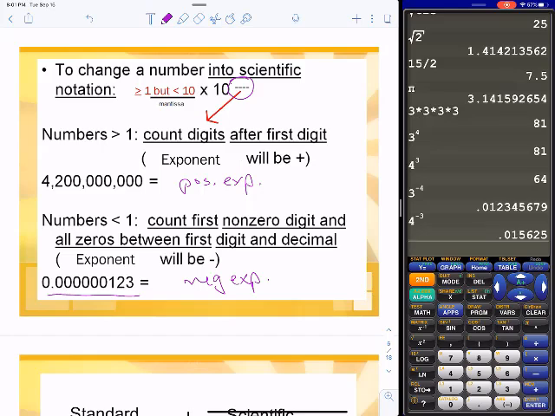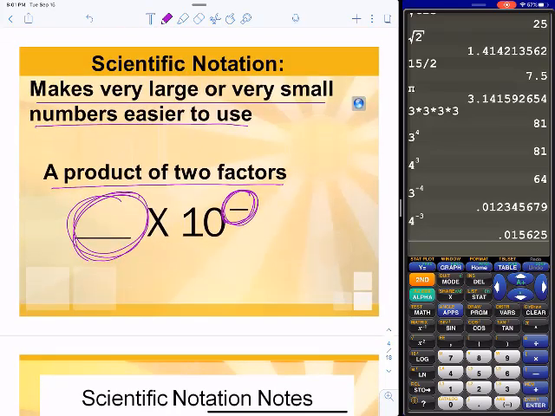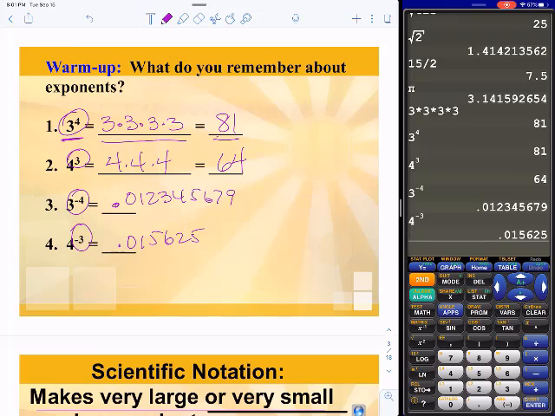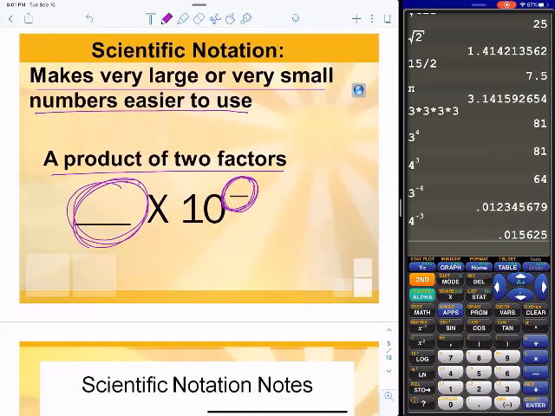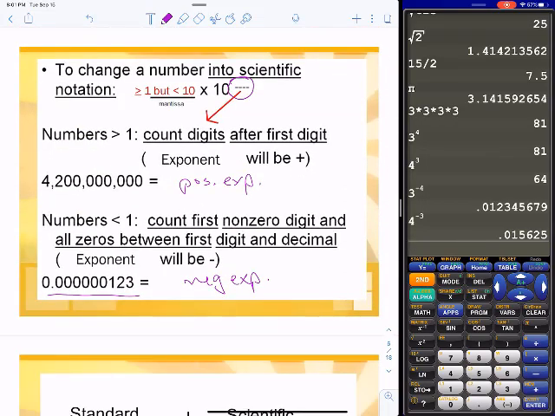Okay, so that's the distinction between them. When we go back to that warm-up that we had, when we had the positive exponents, it multiplied by 10. But when we had negative exponents, it's actually divided by 10. So it went the other direction. And that's what we need to understand about positive and negative exponents.